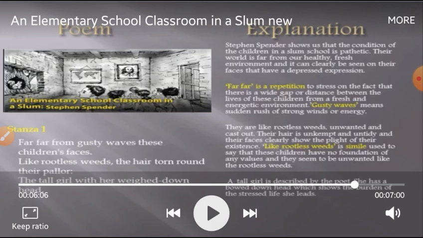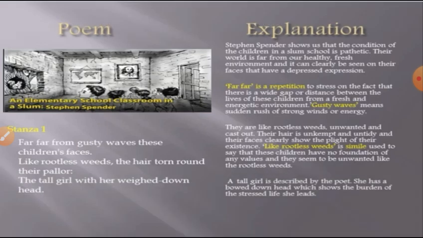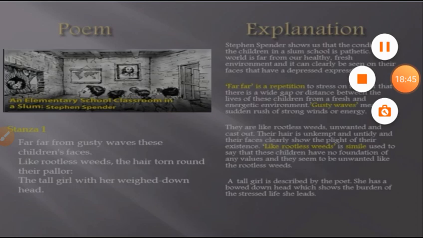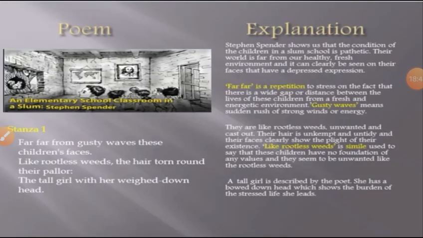Now, there is a girl. Girl has been described as a tall girl. Tall girl, kaisi hai? With her weighed down head. See this one. A tall girl is described by the poet and she has a bowed down head which shows the burden of the stressed life she leads. Aap dekh sakte hain ki this tall girl has been presented as if she has a burden over her head. So what burden? Actually she is under a great stress and depression. She is not able to hold it, not able to carry that one, and that's why her head is bowed down. Jhuka hua hai uska. So, aap samajh sakte hain ki the girl is actually mentally and physically exhausted. Puri tarah se woh emotionally, mentally, physically puri tarah se exhausted ho chuki hai. Woh uske chehre se clearly nazar aa raha. Let's move on to the next slide now.